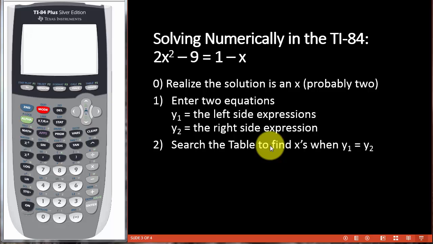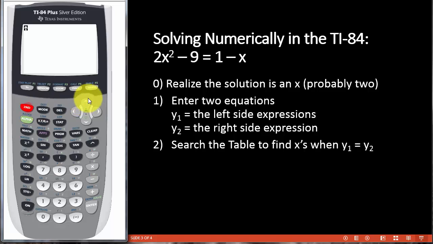Now here's the technique for solving it. What we're going to do is rip the equation into parts. We're just going to split it right in half and make one equation out of the left half, and another equation out of the right half. So we're literally tearing the equation into two parts. And then we're going to take those two parts and generate the numbers and look for when y1 equals y2. And we can do that in the table.